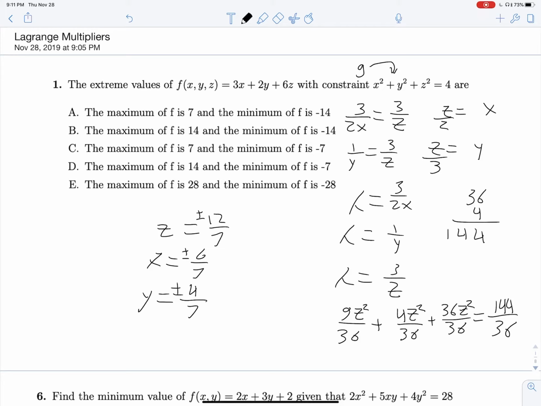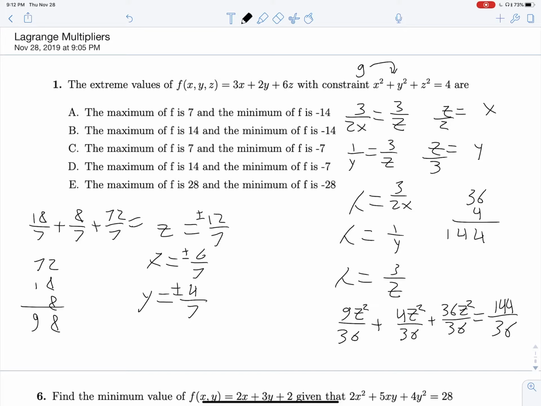So plugging these in, 3x is going to be 18 over 7. 2y is going to be 8 over 7. And 6z, well, 6 times 12 is 72 over 7. And let's figure out what that is. 72 plus 18 plus 8, that's going to be 98.